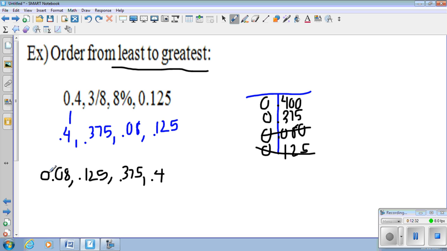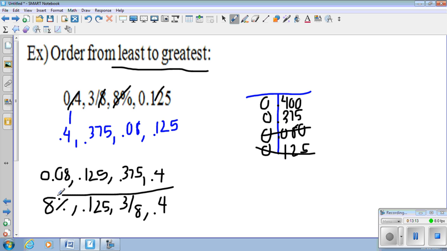Now, I cannot leave it like this. I would not find an answer on my multiple choice question like this. My answer would have to look like this. 8 hundredths equals 8%. So, done. Then I have 125 thousandths. And leave that as it is. Done. Then I have 375 thousandths, which I said is equal to my 3 eighths. So I need to put 3 eighths here. Done. And then I have 4 tenths, which is already a decimal. So then I can put 4 tenths. This is the answer they're looking for on your quiz. This is the answer I'm looking for. So on and so forth. Okay? You can get it here, but you have to be able to put it back into here. This is the stuff you're going to miss.